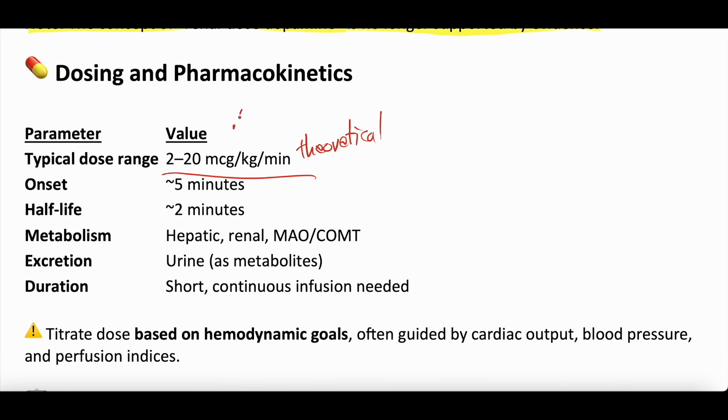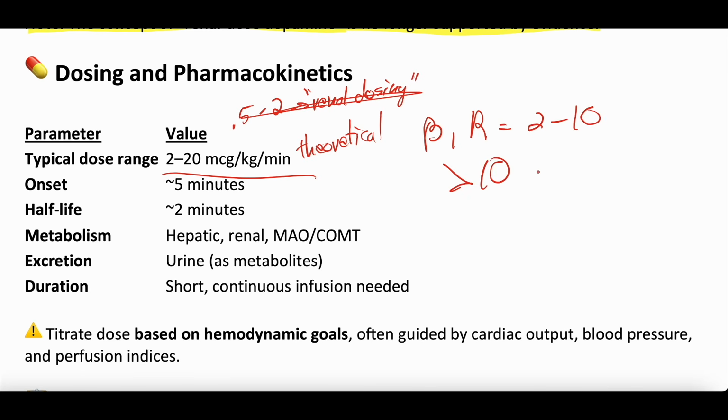We talked about how that 0.5 to 2 was the old school kind of renal dosing that works on dopamine receptors in the kidneys. That is no longer a thing. So 2 to 20 micrograms per kilogram per minute, with the first 2 to 10 primarily being beta-1 receptor effects, and then greater than 10 being primarily alpha-1, at least more than beta-1 receptor effects. Onset is 5 minutes, half-life's 2 minutes, so it's fast on, fast off.